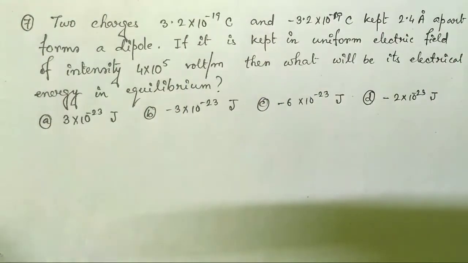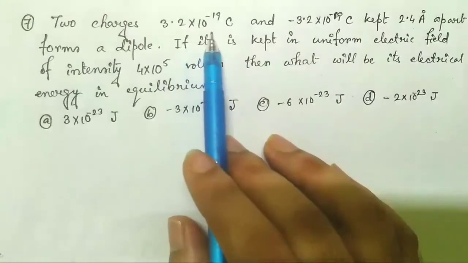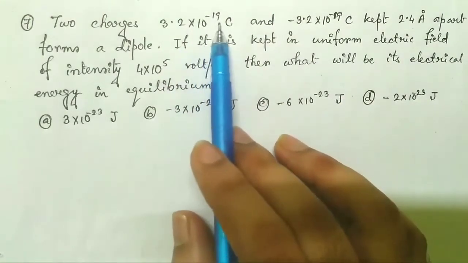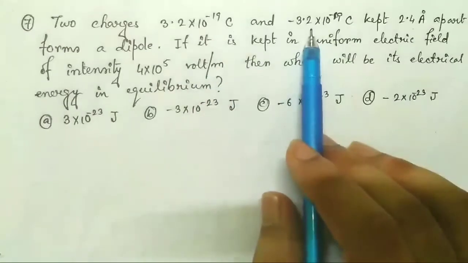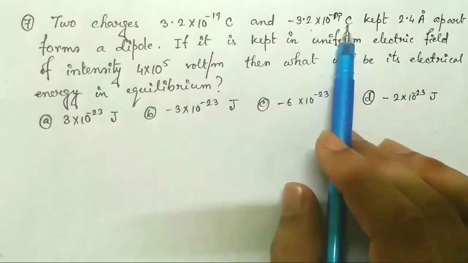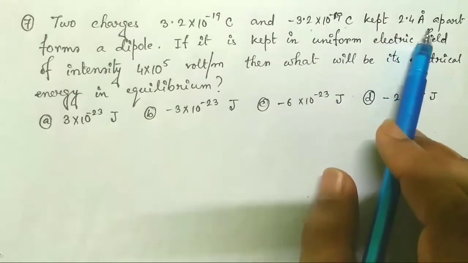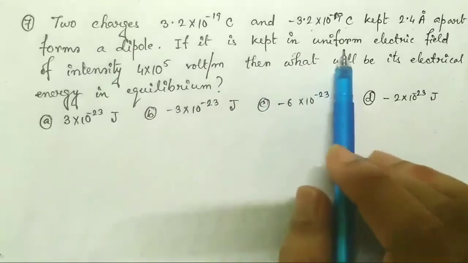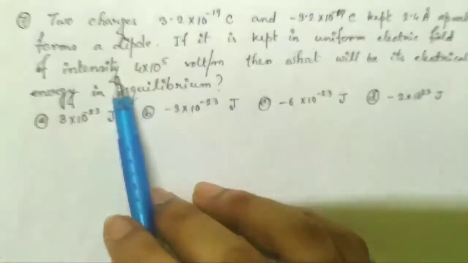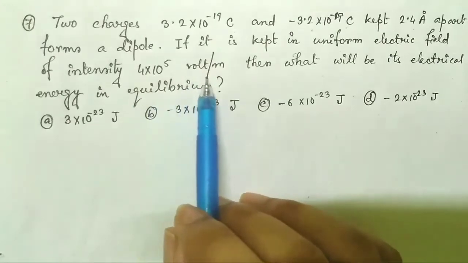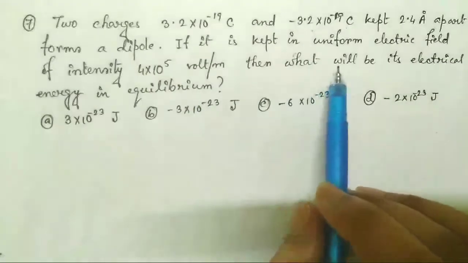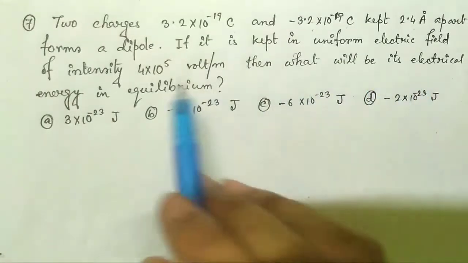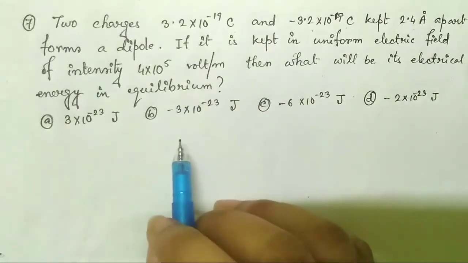Question number 7. Two charges, 3.2 into 10 to the power minus 19 coulomb and minus 3.2 into 10 to the power minus 19 coulomb, kept 2.4 angstrom apart, form a dipole. If it is kept in a uniform electric field of intensity 4 into 10 to the power 5 volt per meter, then what will be its electrical energy in equilibrium?